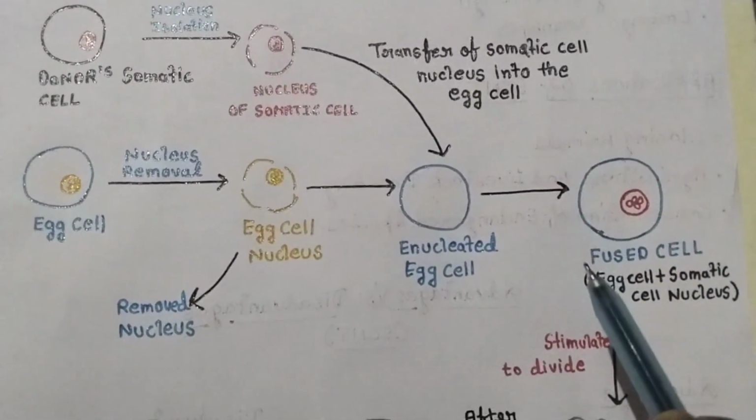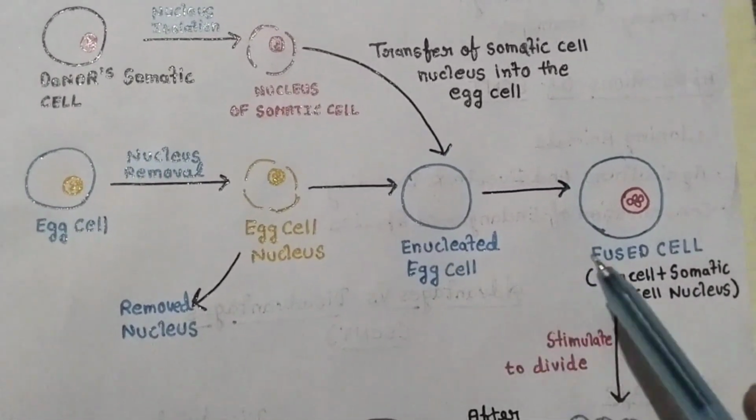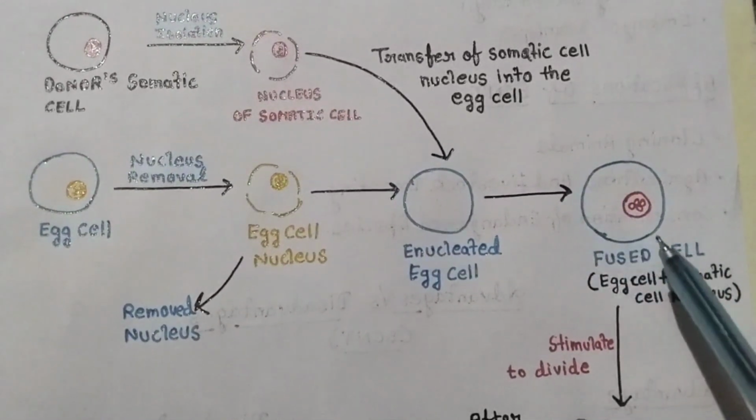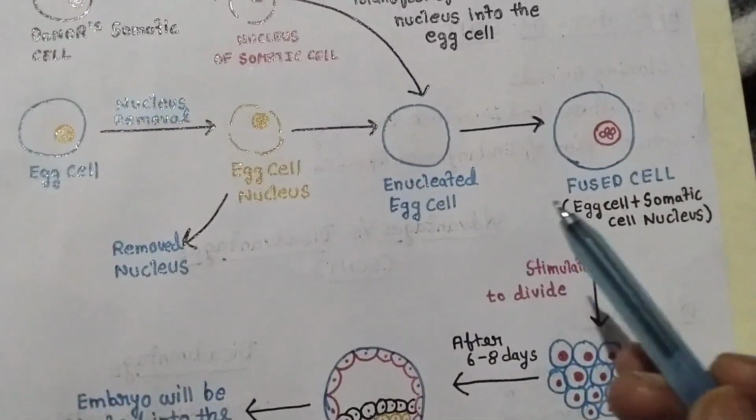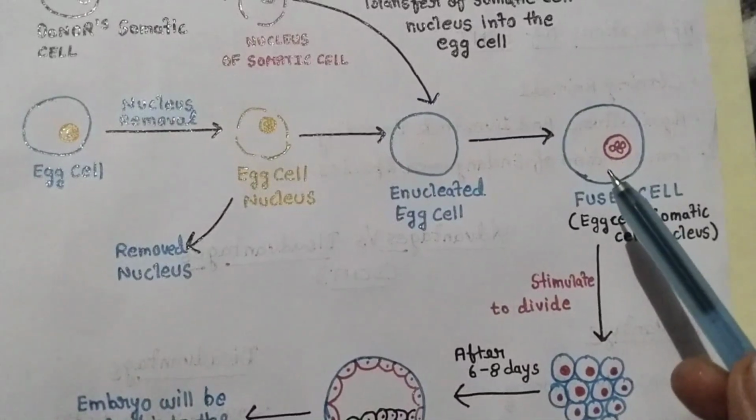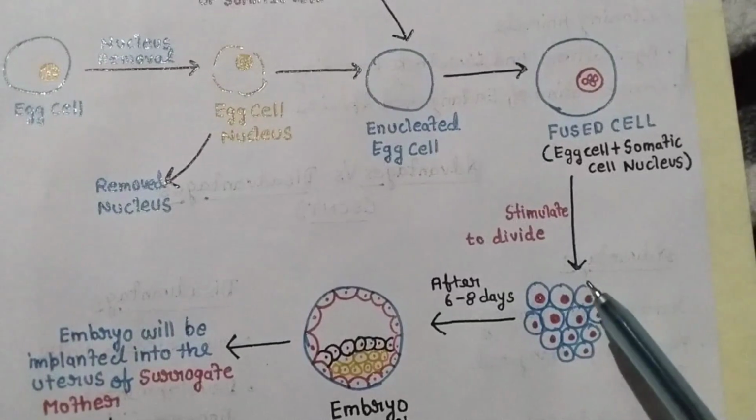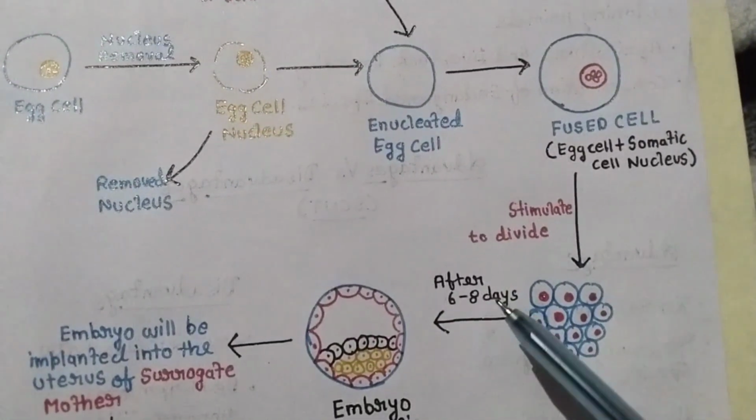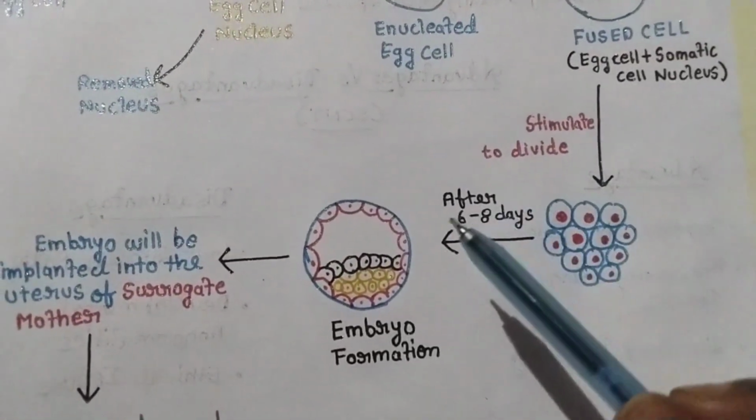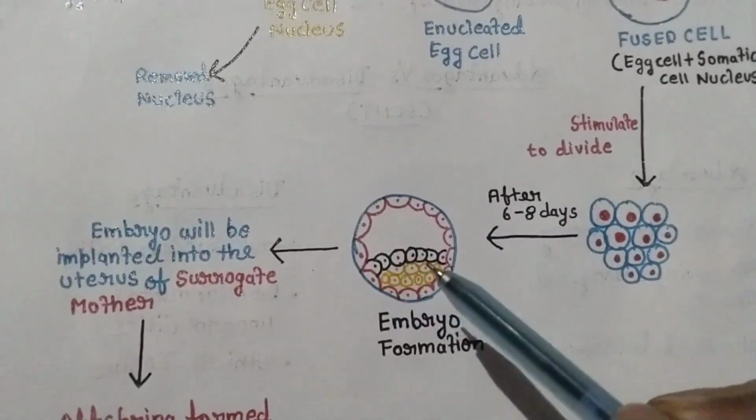This fused cell is basically composed of the egg cell we had taken, containing the somatic cell nucleus. Now that the fused cell is formed, we stimulate the cell to divide into more cells. After 6 to 8 days, approximately 1 week, the cells will have completely developed into an embryo. The formation of the embryo will occur.